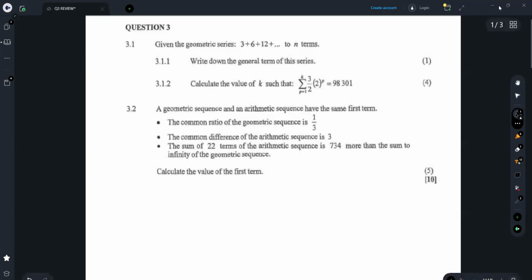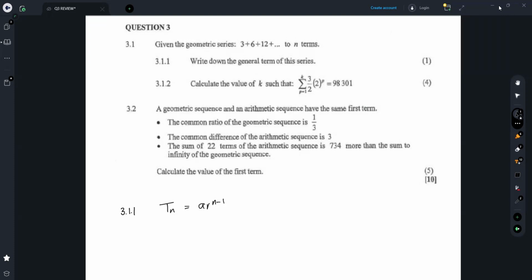Okay. So now here we're given a geometric series, 3 plus 6 plus 12 up to n terms. And the first thing that they want from us is to write down the general term of this series. So they don't want the sum, rather they want the general term. So we know that anytime we're talking about the general term, we must think in terms of the pattern itself. So we know that Tn is equal to A R to the power n minus 1, like that.